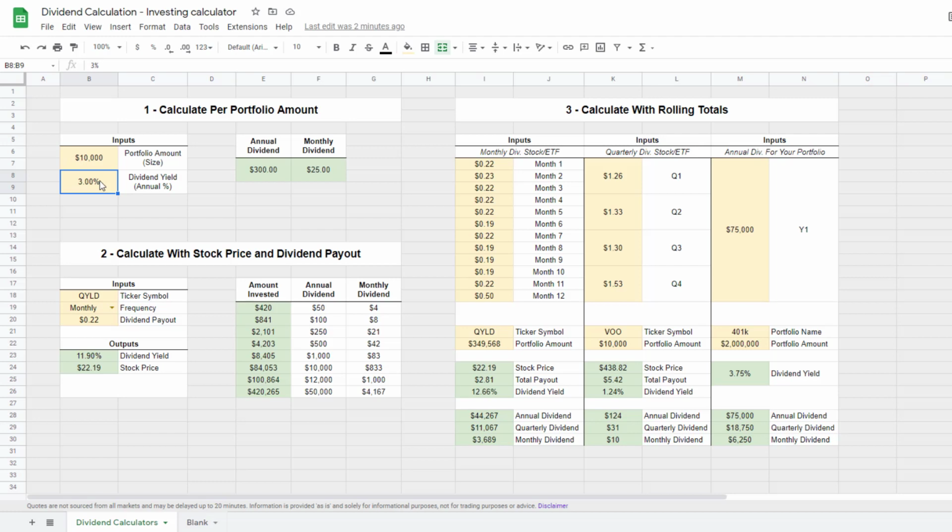Let's say you had a 401k with a modest 3% dividend yield and your portfolio size was $10,000. Your annual dividend would be calculated to be $300, or if you normalized it to monthly, it would be $25 a month. With this calculator, you can determine if you want to be paid a certain amount in annual dividends or monthly dividends. You can play around with these numbers to get what you would like.